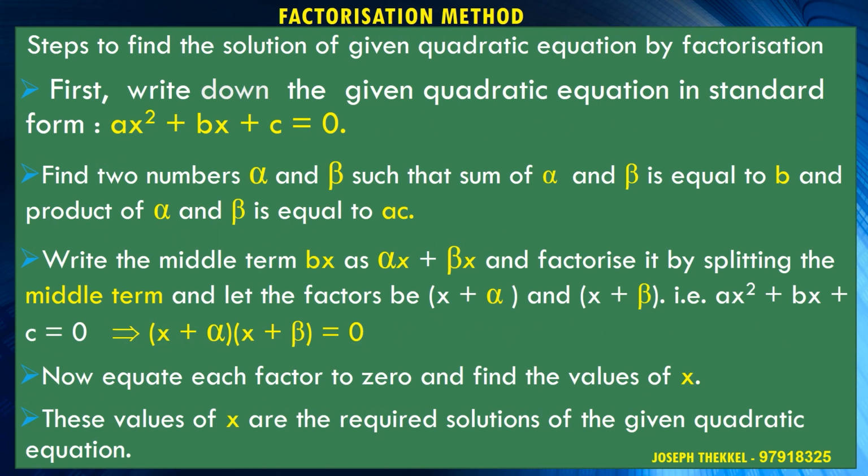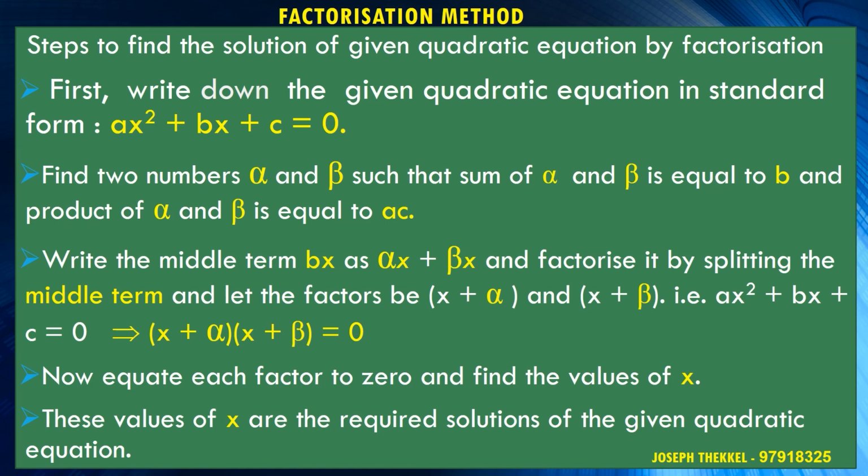Factorization method. Steps to find the solution of a given quadratic equation by factorization. First, write down the quadratic equation in standard form, ax² + bx + c = 0. Find two numbers alpha and beta such that the sum of alpha and beta is equal to b and the product of alpha and beta is equal to ac. Write the middle term bx as alpha x + beta x and factorize it by splitting the middle term, and let the factors be x + alpha and x + beta.